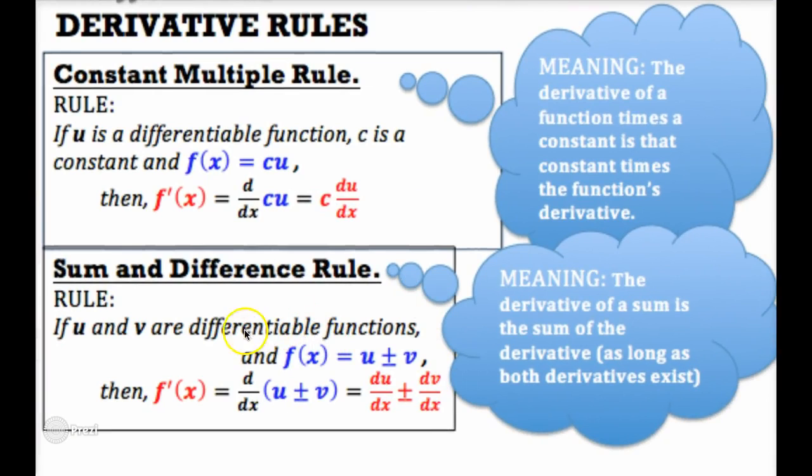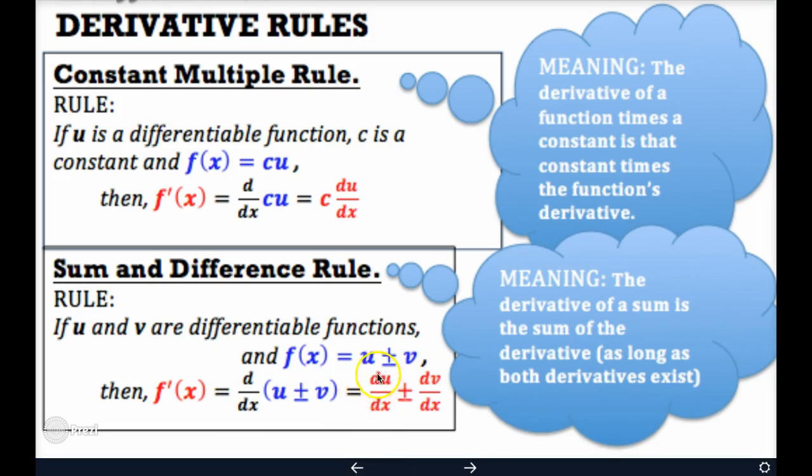And lastly, the sum and difference rule, which makes this really nice. If u and v are two functions, maybe this is x to the third and x to the fourth, the derivative of the two functions is just the derivative of the first plus or minus the derivative of the second, depending on whether it was plus or minus in between the two originals. This is true as long as both derivatives of the functions exist.